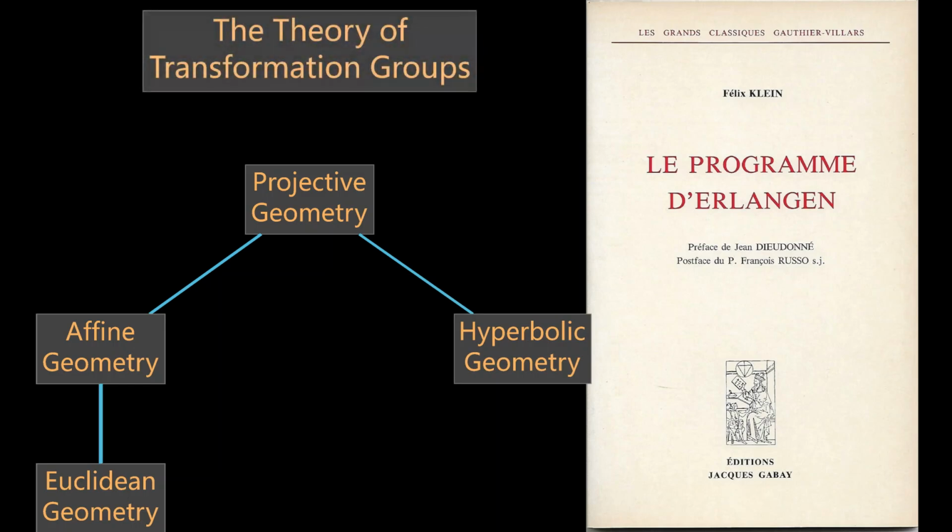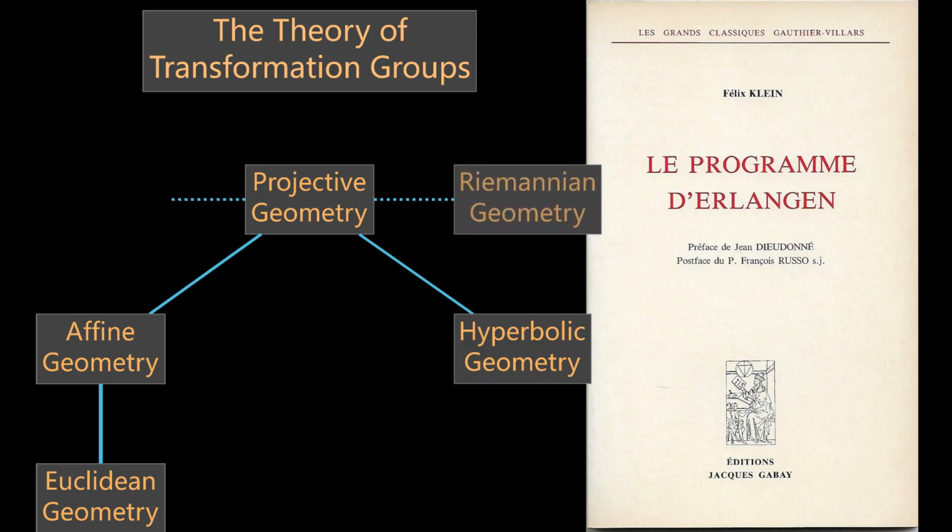Consequently, the theory of transformation groups was brought to the forefront of geometry, solidifying the foundational role of group theory in modern mathematics. The Erlangen program also influenced the further development of geometry, providing a framework that shaped the positioning and research focus of later fields such as Riemannian geometry and topology.